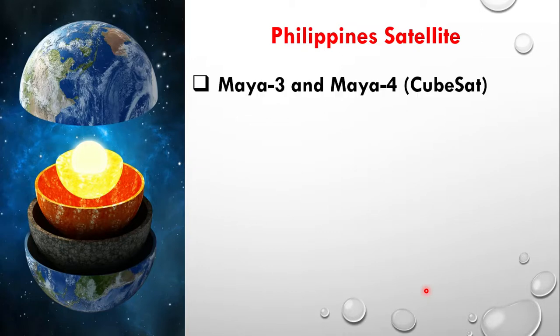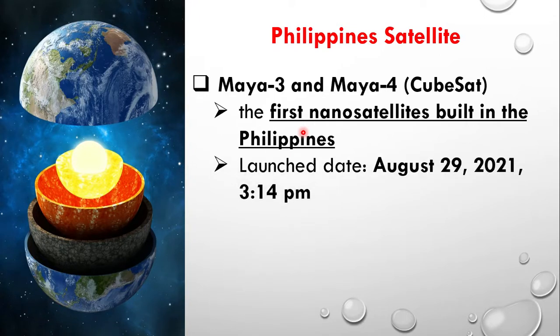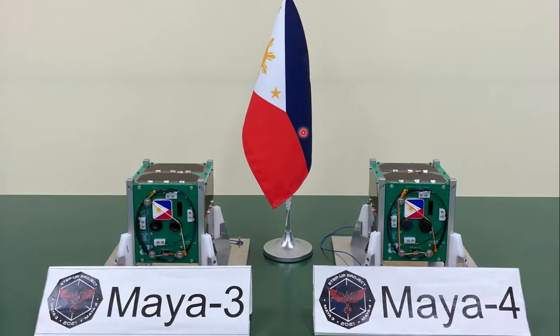The newest Philippine satellites are Maya 3 and Maya 4. No? They are the latest Philippine satellites. Okay? They are the first nano-satellites built in the Philippines. Again, Filipinos built and designed these satellites, but these two nano-satellites are the very first ones made right here in the Philippines. Okay? They were launched on August 29, 2022 at 3:14 p.m. So this is Maya 3 and Maya 4. Again, these satellites hitched a ride on rockets from America.